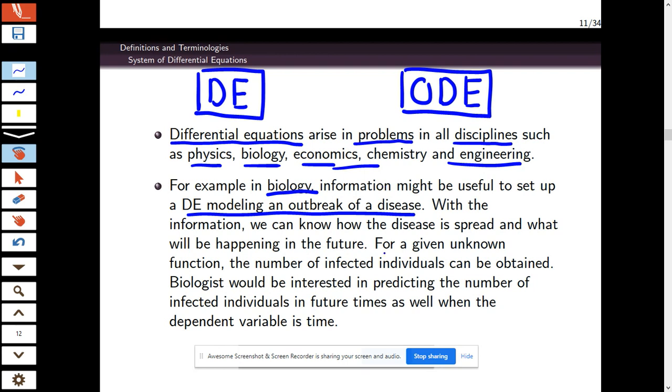Okay, but if there's something about the flow of the disease in your body, I mean how when the disease enters your body, what's going to happen, that will be more into PDE. Okay, I hope you can get the difference between PDE and ODE. A question like the number of infected individuals, predicting the number of infected, these are all ODE.